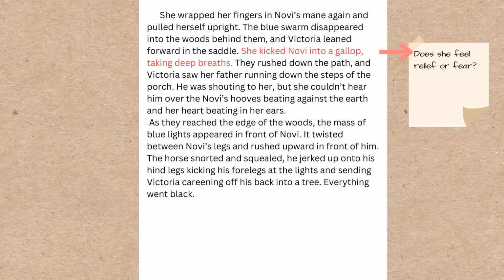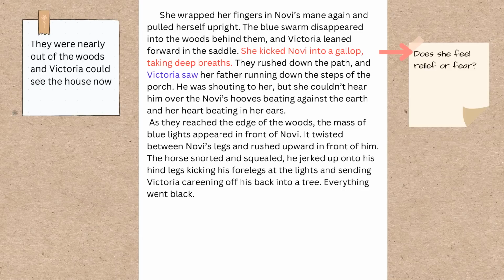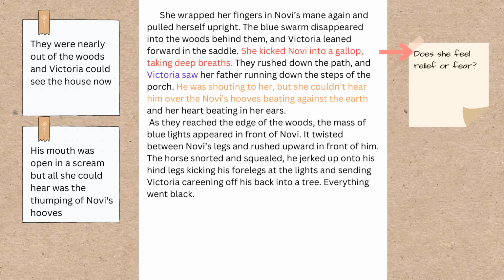We could make this a little more immersive by cutting out the filtering "Victoria saw," although in this case, because you're describing something that previously wasn't visible but now is visible, I think it would be helpful to write something like, "They were nearly out of the woods and Victoria could see the house now." I would also consider a more immersive description of her father shouting, but her not being able to hear it. Maybe something like, "His mouth was open in a scream, but all she could hear was the thumping of Novi's hooves." I really want you to try to put the reader into Victoria's shoes just a little bit more.